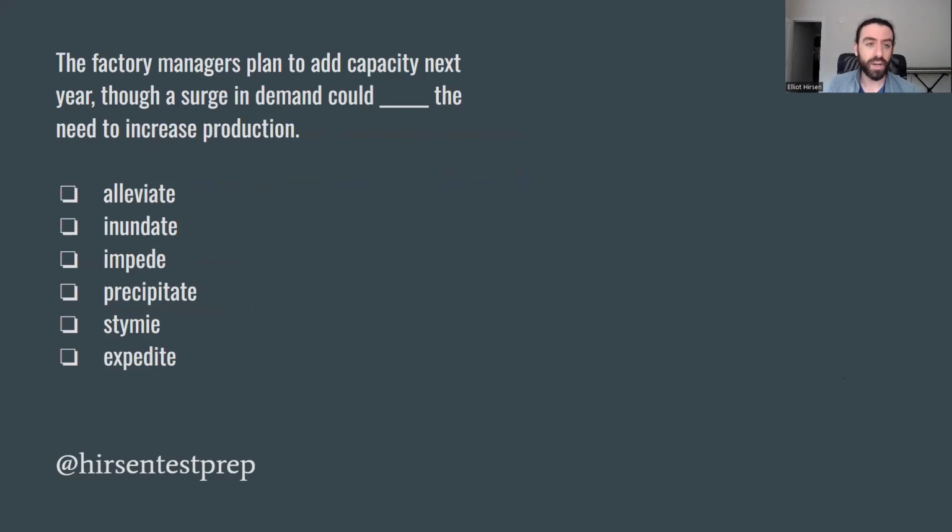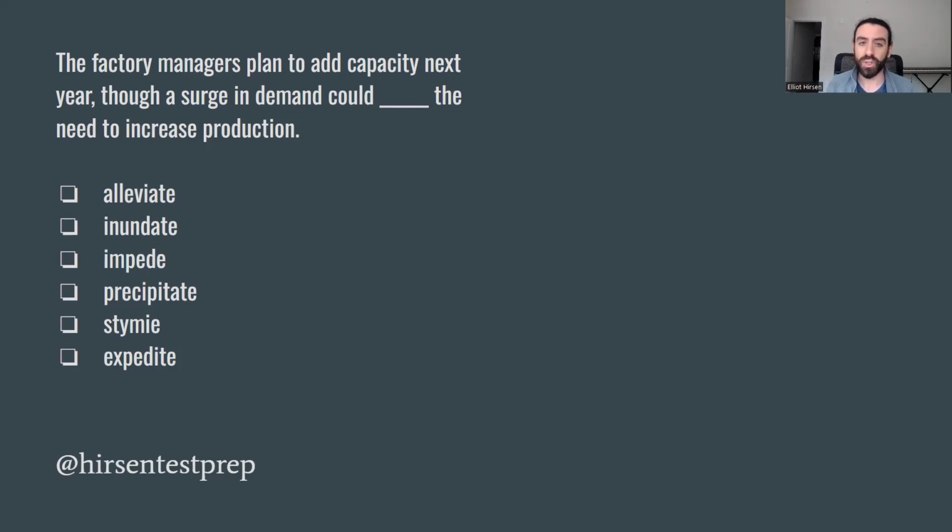All right, our sentence here says the factory managers plan to add capacity next year, though a surge in demand could blank the need to increase production. So let's remember the best step to take in our method as we're reading the sentence: from context, from understanding the meaning here, fill in your own word or phrase as simply as you can, and then we can use that to match against the list, which can make this a little bit easier.